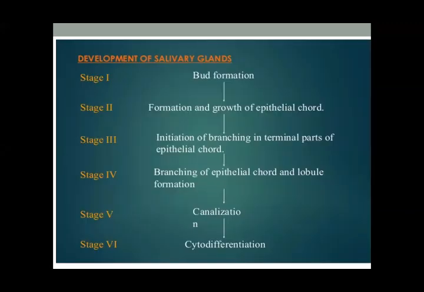This is the development of salivary gland. How does the salivary gland develop? There are 6 stages. Stage one is bud formation. Stage two is formation and growth of epithelial cord. Stage three is initiation of branching in terminal parts of the epithelial cord. Fourth is branching of epithelial cord and lobule formation. In stage 5, canalization happens. And in stage 6, cytodifferentiation.